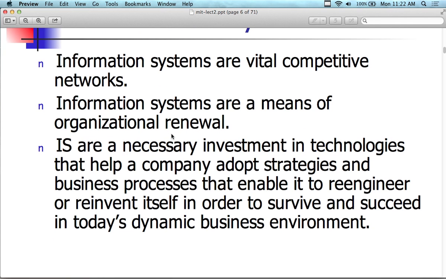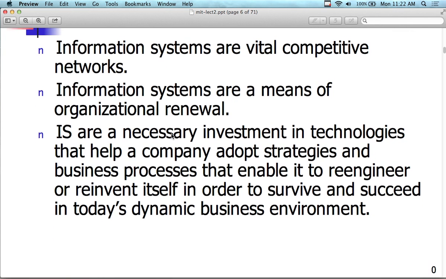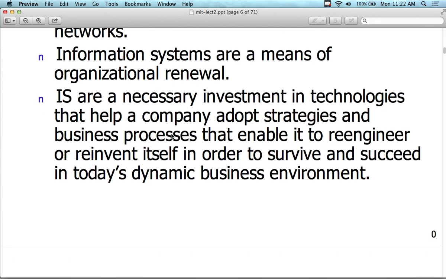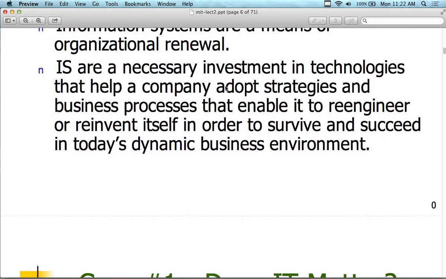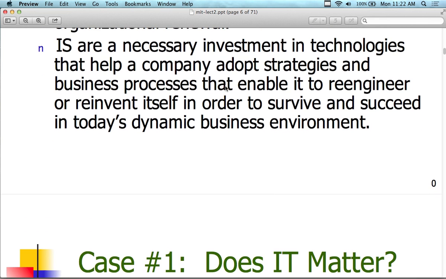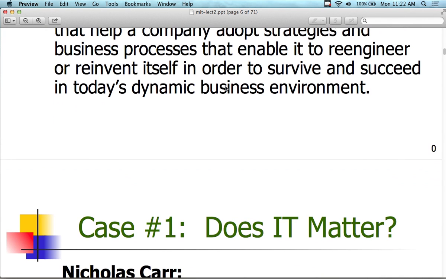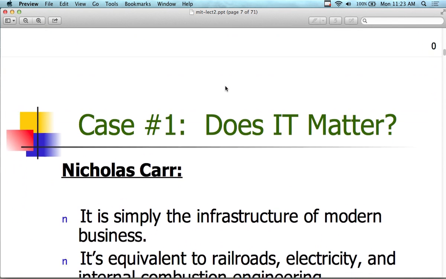So information systems is a means of organizational renewal, bringing something new, getting a more competitive advantage. Also, it's a necessary investment in technologies. It will help you adapt to new strategies, enable you to re-engineer and reinvent yourself in order to survive and succeed in today's dynamic business environment.